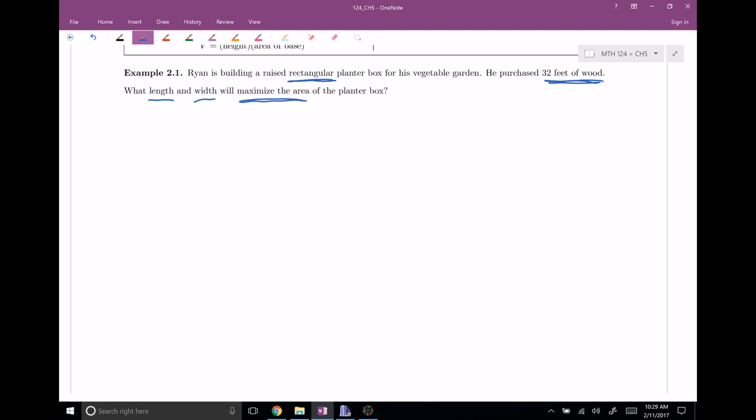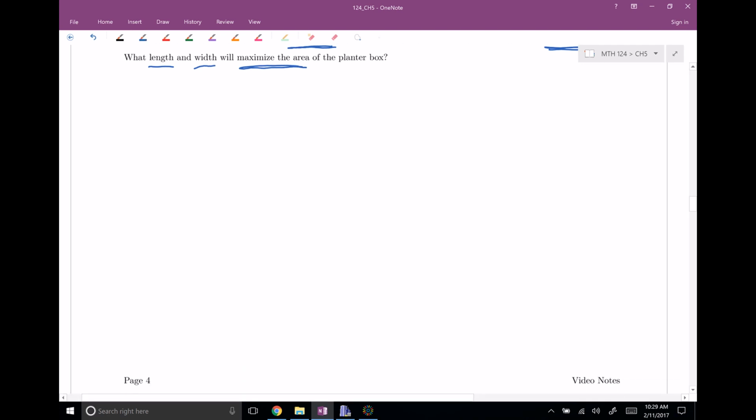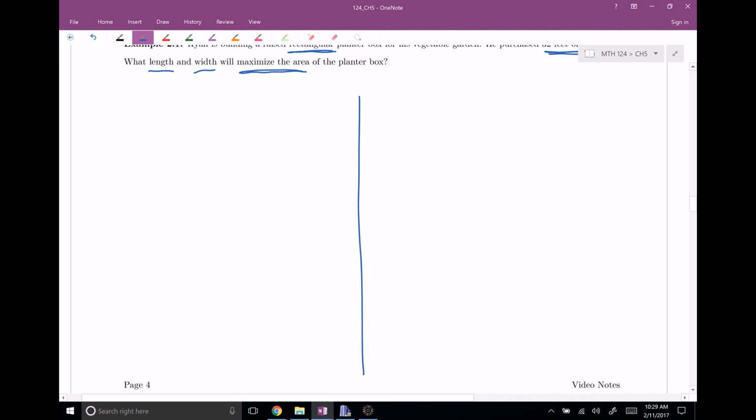So let me go ahead and, first of all, draw a little bit of a sketch. In fact, I'm going to need more room. So I'm going to draw a line down the middle. And so to the left here, I'm going to draw a little sketch. So again, we have a rectangular planter box. So I'm going to draw a rectangle. We have length and height all around here like so.